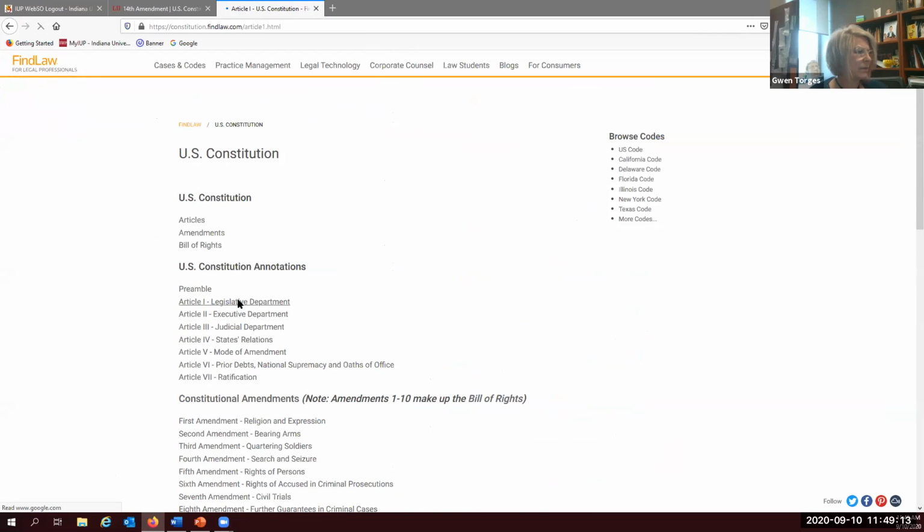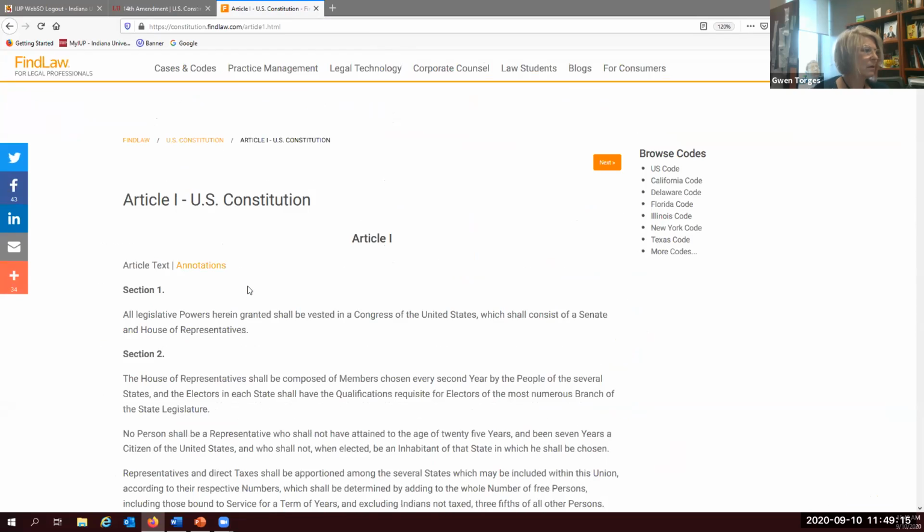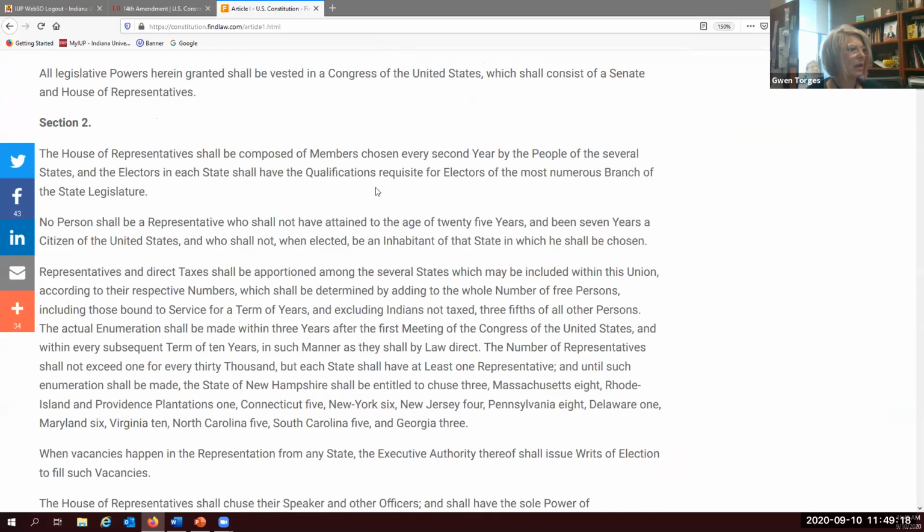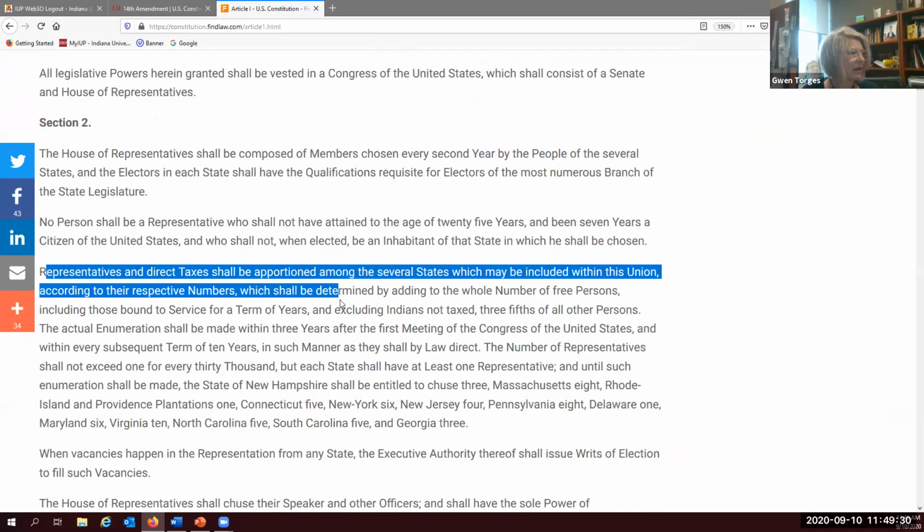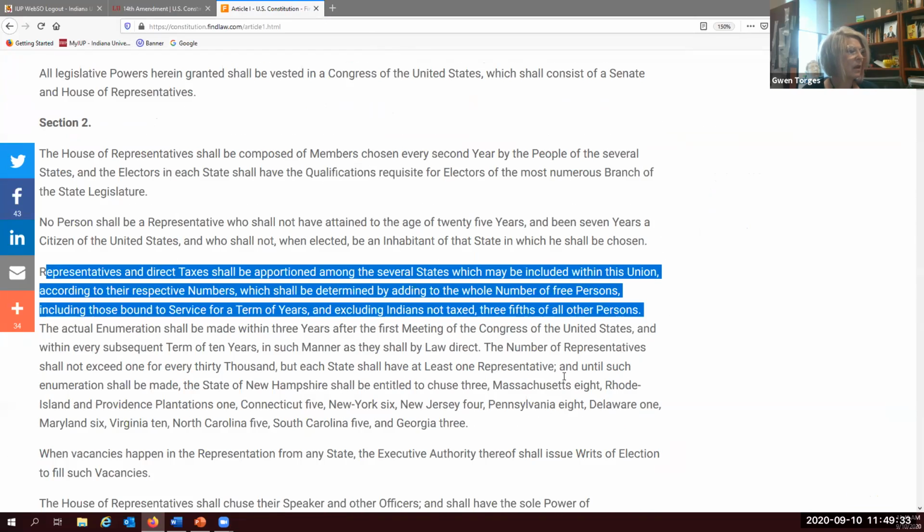So Article 1, it says that when they're figuring out how we are going to count people for representation in the House, it says representatives and direct taxes shall be apportioned among the several states. And here's how we're going to do it. We're going to add to the number of whole free persons, including those bound to service for a term of years, and excluding Indians not taxed, 3/5 of all other persons.